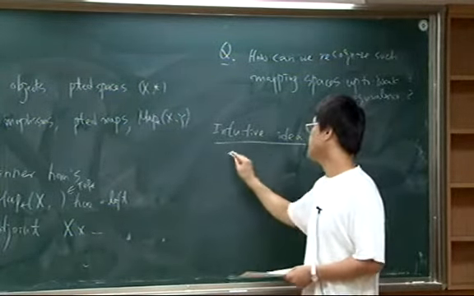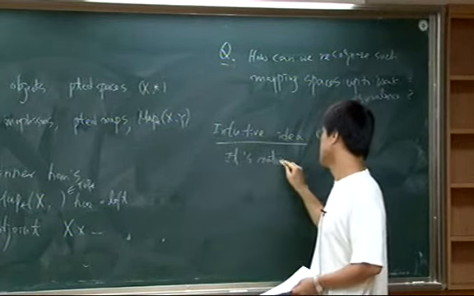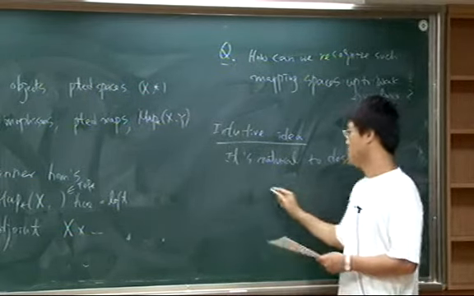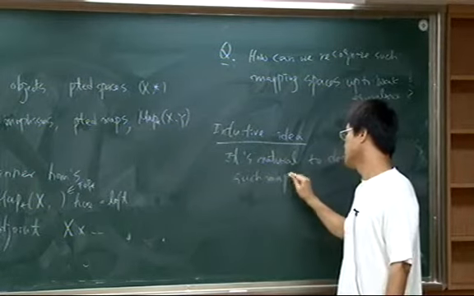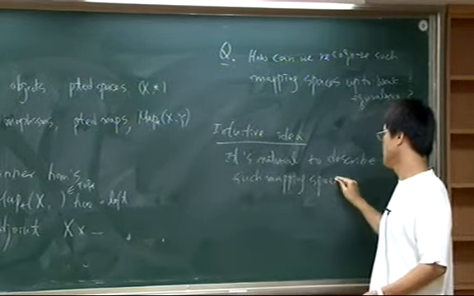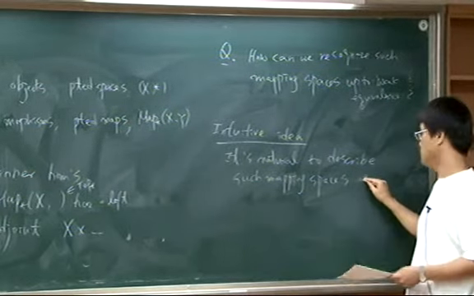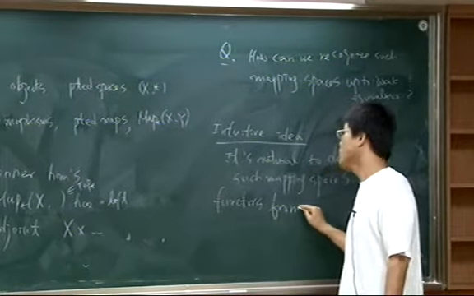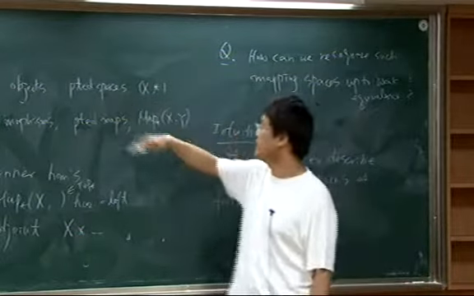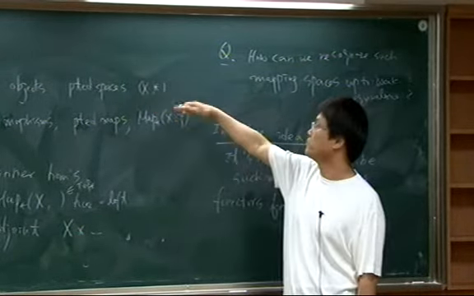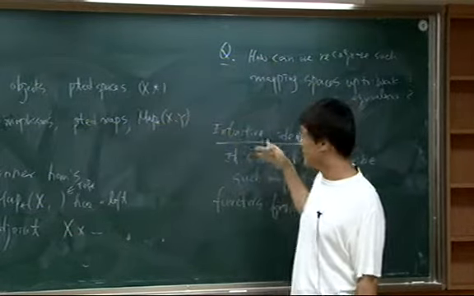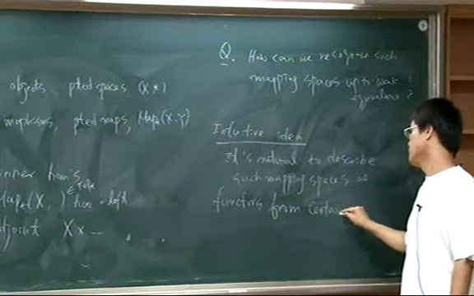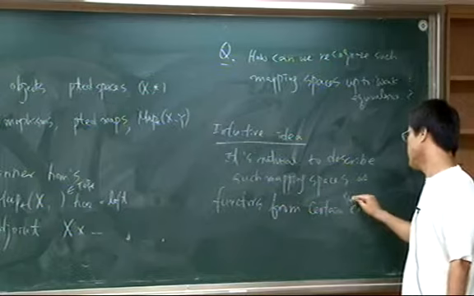So the intuitive idea is to describe such a mapping space as a certain functor. Of course, if I use the whole category of topological spaces as a testing category, then we can describe each object. But this one has something special, so we are not going to use the whole category here, but a certain subcategory.